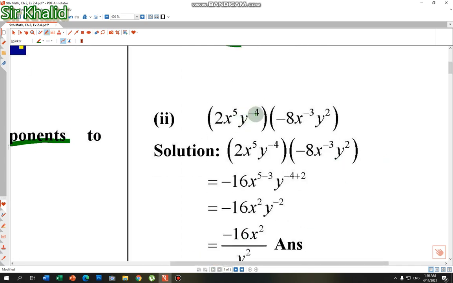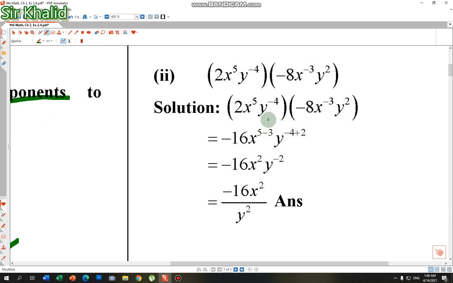2x to the power 5 multiplied by y to the power minus 4, minus 8x to the power minus 3 into y square. Now the solution is here for you. 2 multiplied by minus 8 will give you minus 16. X to the power 5. Here the bases are the same, so these powers will be added.